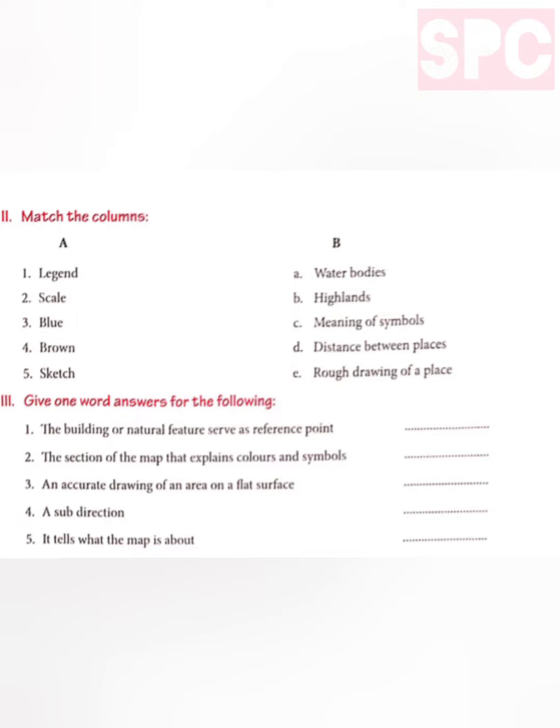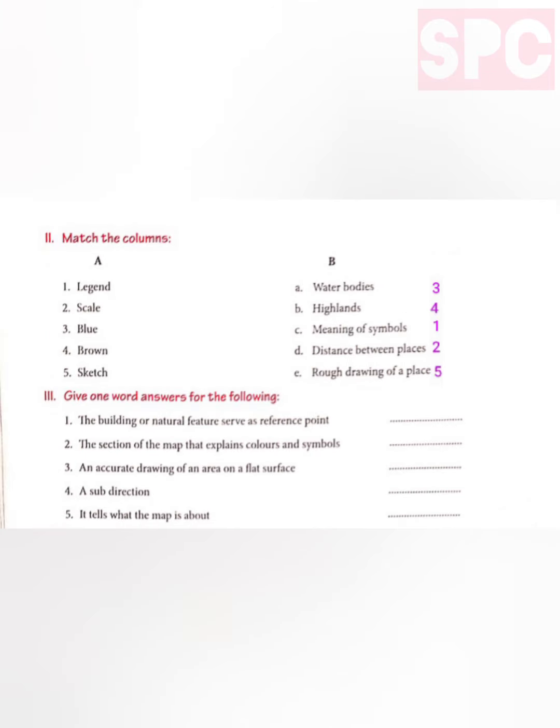Part 3, blue. Blue is the color which is used for water bodies on a map. Next is brown. Brown color is used for highlands. Fifth is sketch. Sketch is a rough drawing of a place.